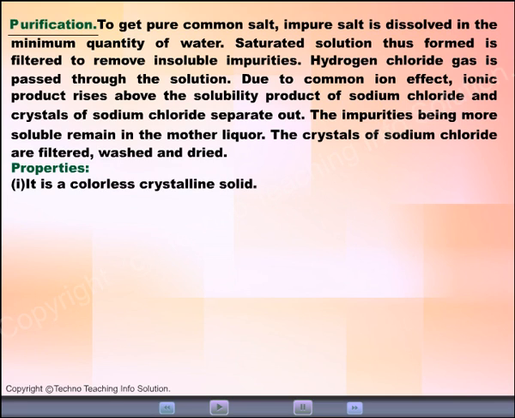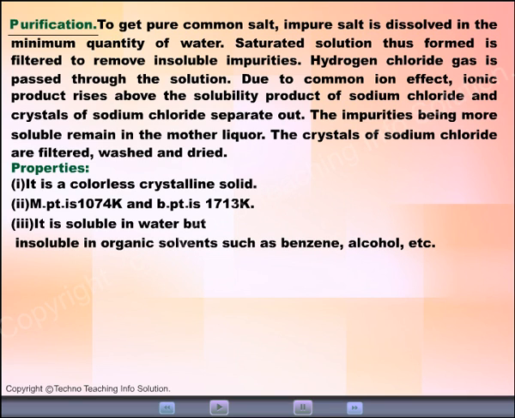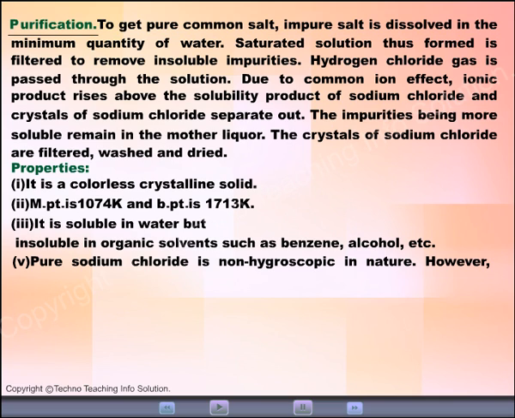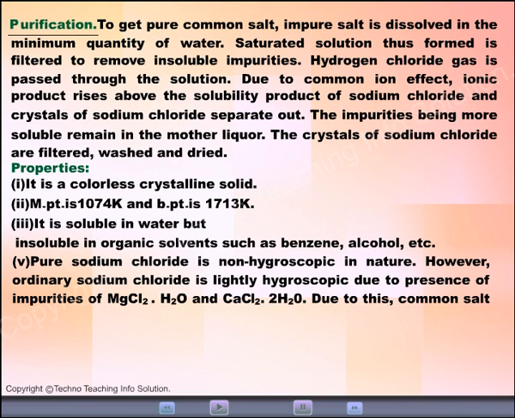Properties. First, it is a colorless crystalline solid. Second, melting point is 1074 Kelvin and boiling point is 1713 Kelvin. Third, it is soluble in water but insoluble in organic solvents such as benzene, alcohol, etc. Fifth, pure sodium chloride is non-hygroscopic in nature. However, ordinary sodium chloride is slightly hygroscopic due to presence of impurities of MgCl2 and CaCl2·2H2O. Due to this, common salt gets wet in rainy season.